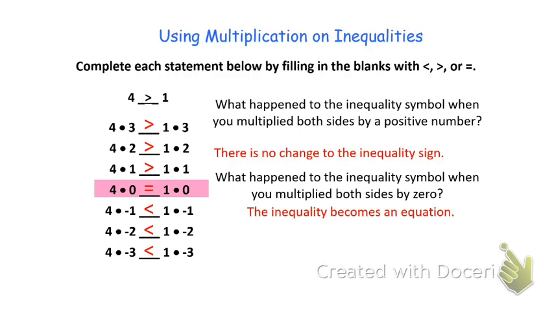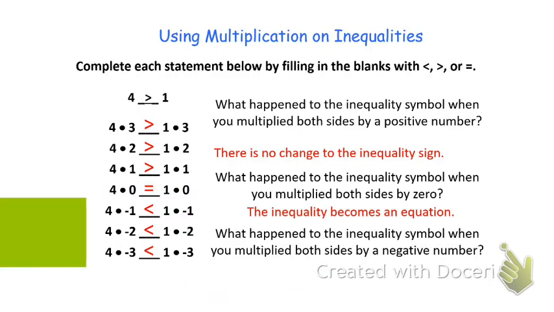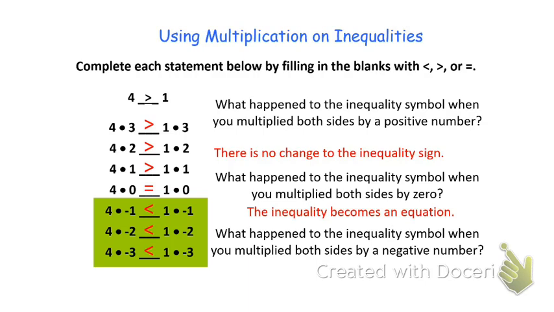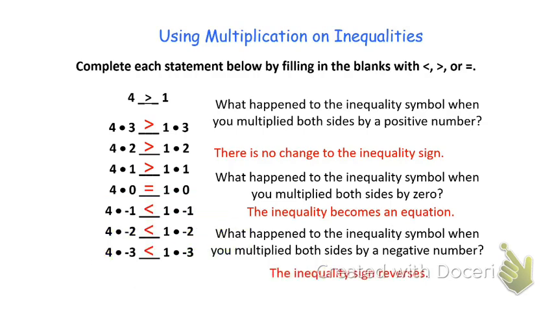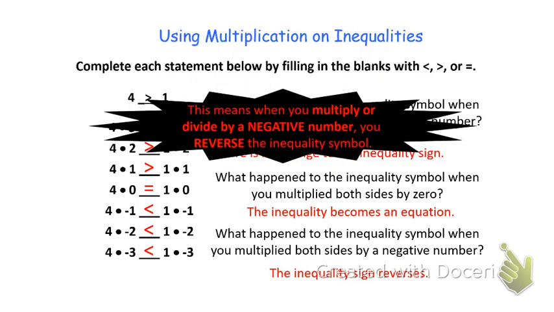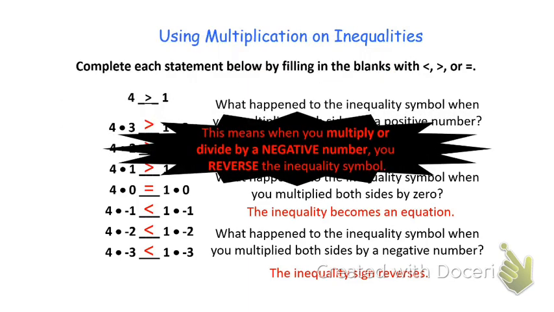But what happens when we multiply by a negative? This is where I really want to focus for a moment. When we multiplied both sides by a negative, whether it be negative 1, negative 2, negative 3, we notice that the symbol reverses. So here's the rule. You've got to keep in mind that when you're solving an inequality, anytime you multiply or divide by a negative number, you're going to need to reverse the inequality symbol. This means that we have the opposite values, which means the opposite symbols.